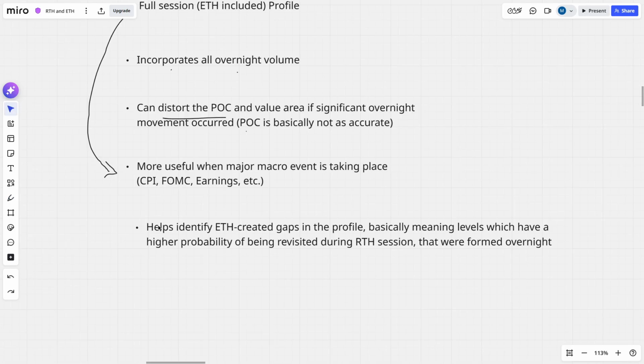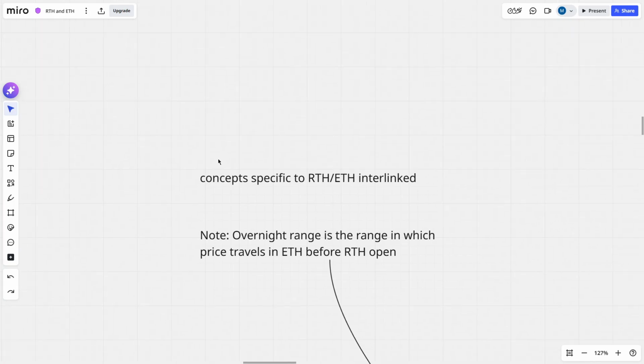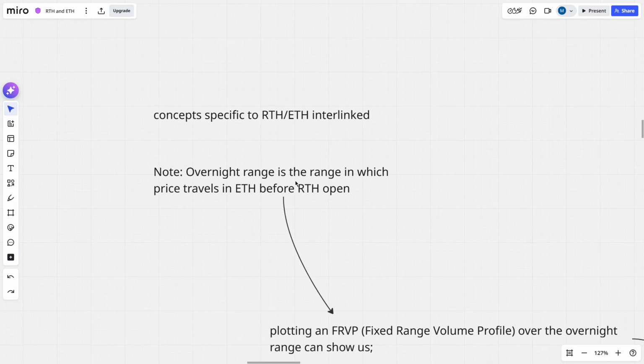And this basically means that these ETH created gaps that are in the profile, so for example an LVN, means that these levels are at a higher probability of being revisited once the RTH session opens. I will show examples of this later on so you get a gauge of these things being revisited and so on and so forth. So now let's have a look at concepts specific to RTH and ETH.